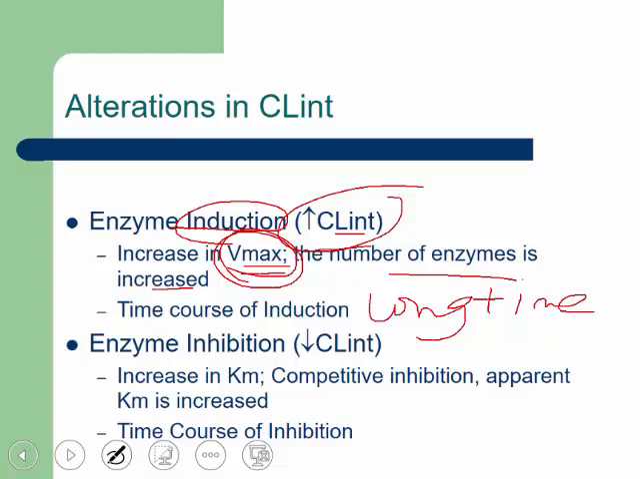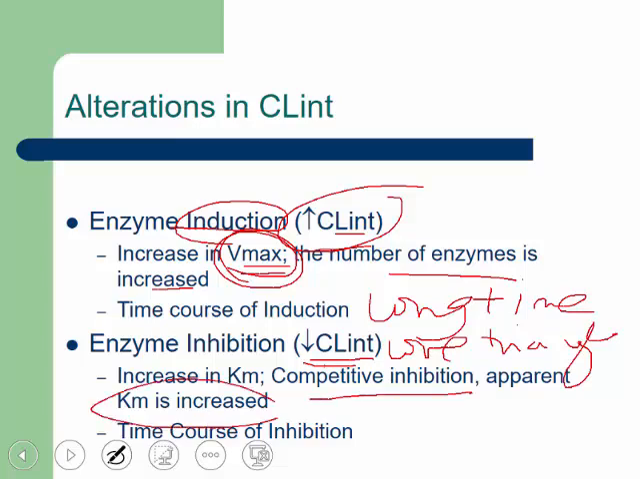Enzyme inhibition, on the other hand, is really where we've got the love triangles, right? Two drugs maybe are competing for that same enzyme, competitive inhibition. So it looks like there's a change in the affinity. This is going to happen faster, isn't it? Because it's just a displacement issue with the enzyme itself.